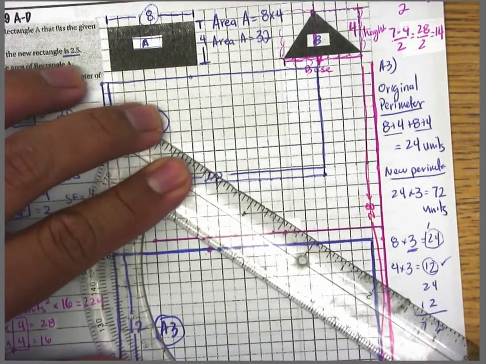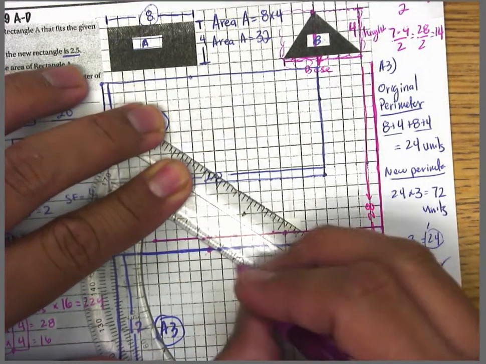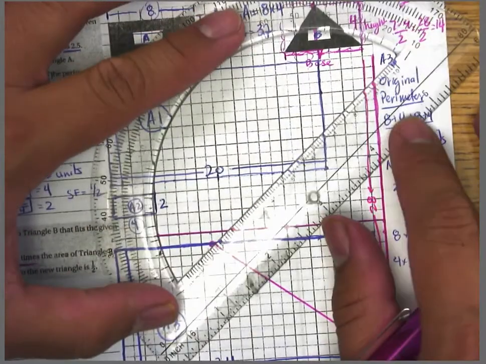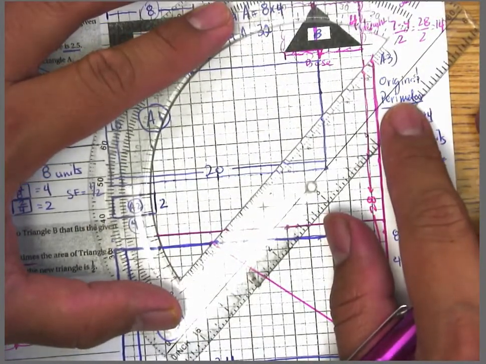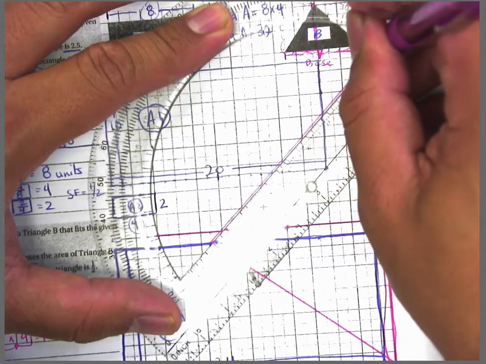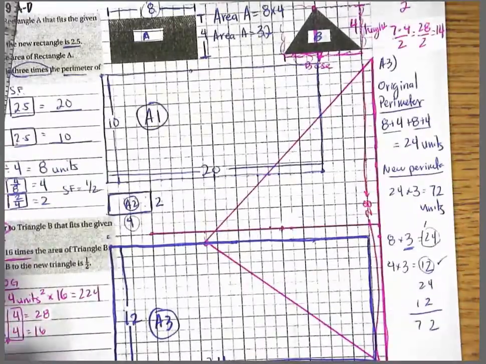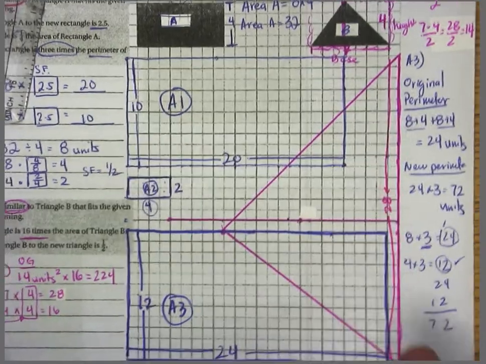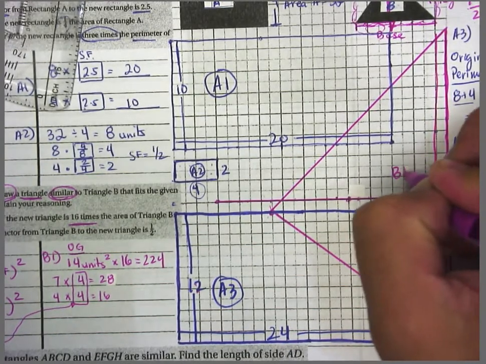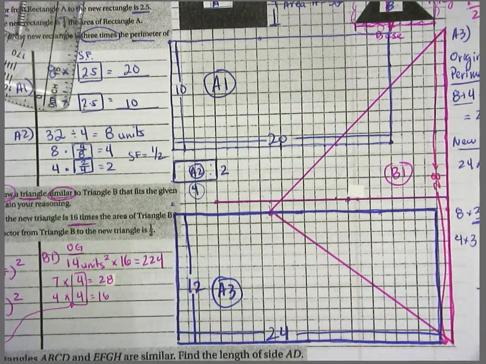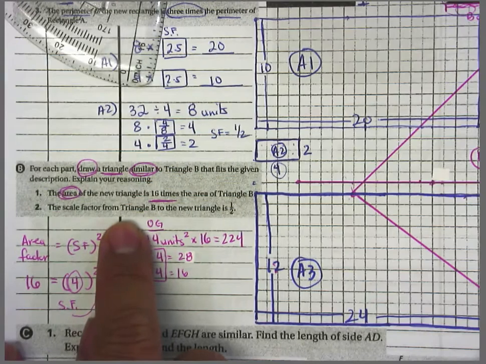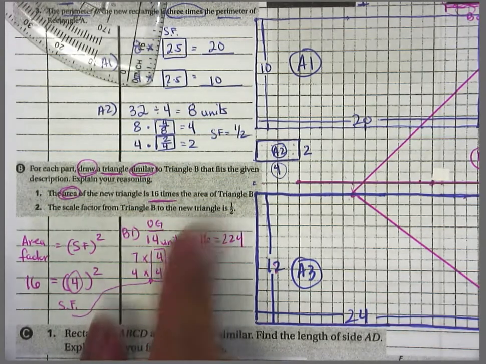Okay, and I'm going to make this connection here. And lastly, I'll connect my last two. So this is the triangle that's 4 times larger, but the area is 16 times bigger. Call that B1. Okay, and the next one says a scale factor from triangle B to the new triangle that is 1/2.